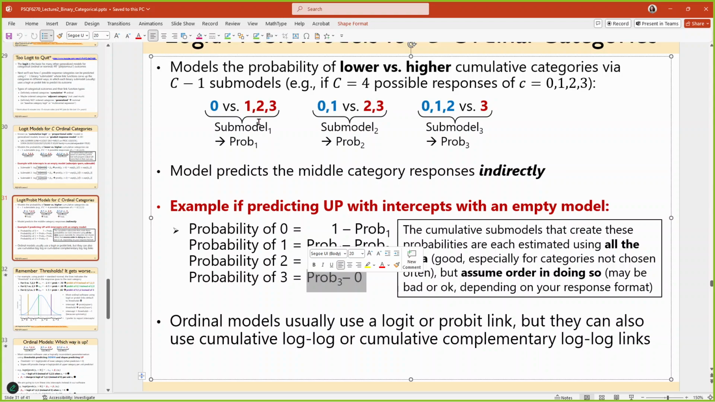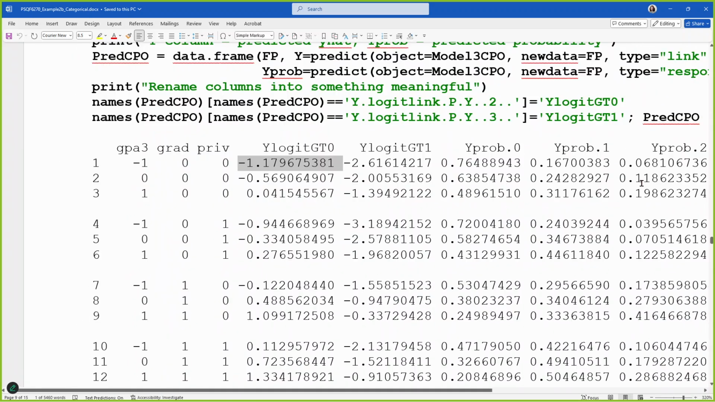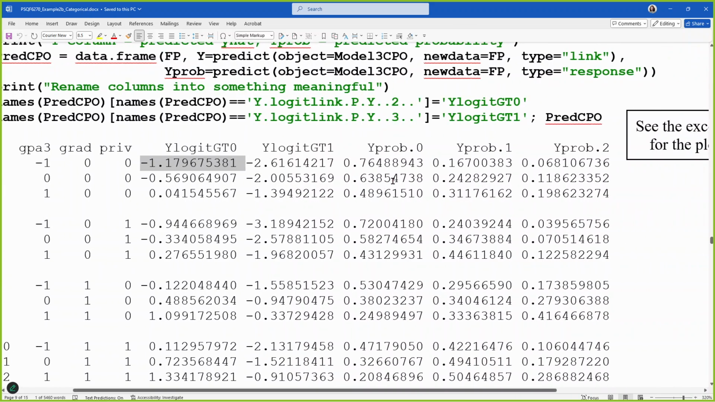So to figure out what the probability of a 1 is, I start with this probability of 1, 2, 3, and then subtract from it the probability of 2, 3. And that leaves me with the probability of just 1. Same thing here. I have 0, 2, 3, versus 3. I subtract that from that, and I get the probability of a 2. So that's what it's doing for you in generating these predictions. It's figuring out what the predicted logit is for the submodels, converting those to probabilities, and then doing the subtraction to figure out what the probability is for every possible category.